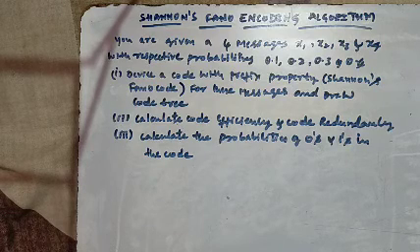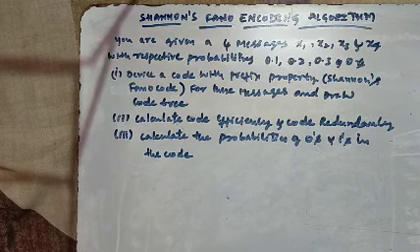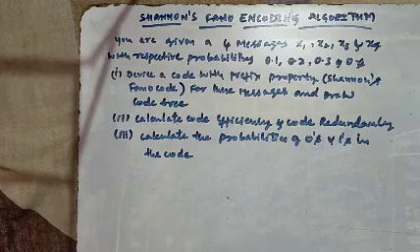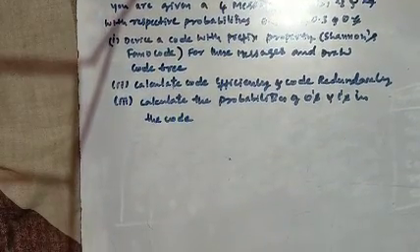After that, the second sub question says to calculate the code efficiency and the code redundancy. The third sub question is to calculate the probabilities of zeros and ones in the code. We have to solve these. First we will arrange the symbols.